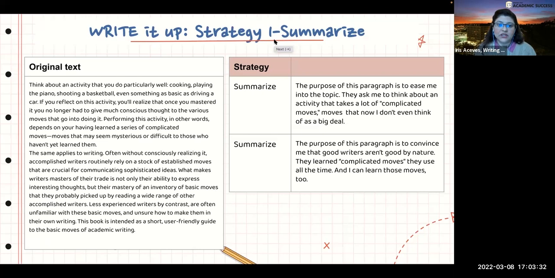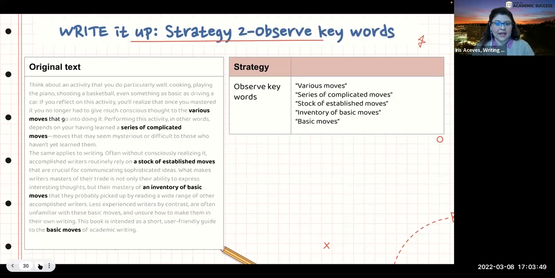That's one of the strategies. Read the paragraphs or read an entire page and then think, okay, what is the author trying to tell me? And write that information on the side, on the margin, right? So the next strategy we're going to see in the next slide.